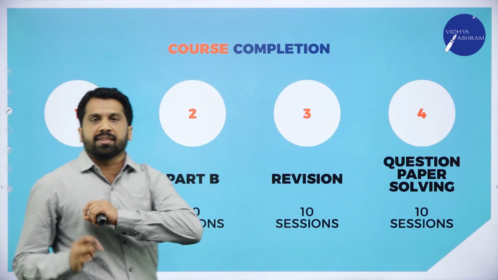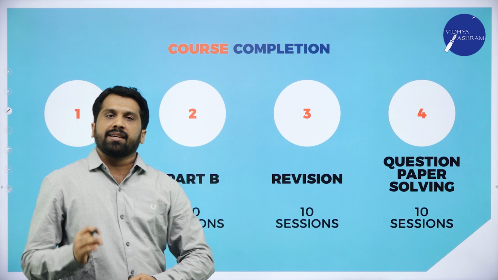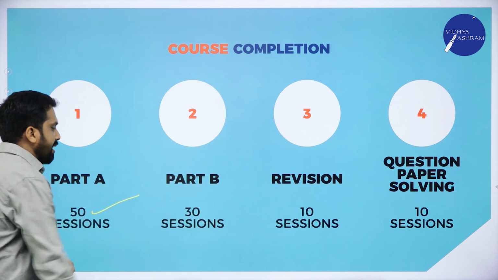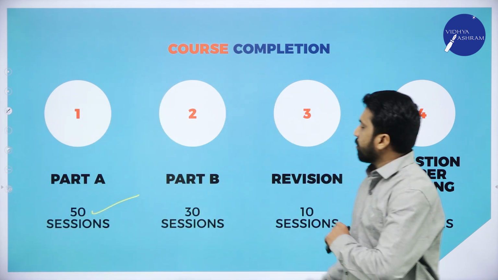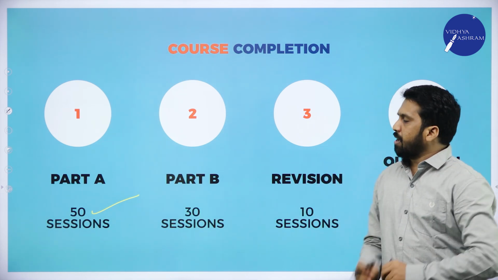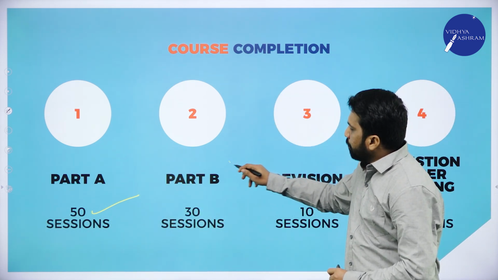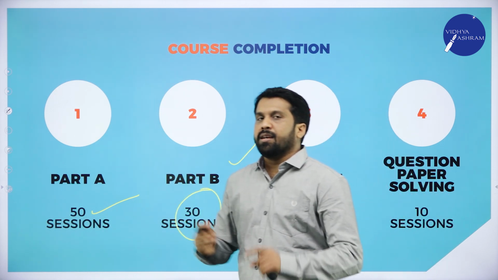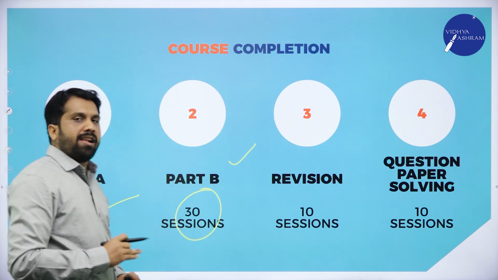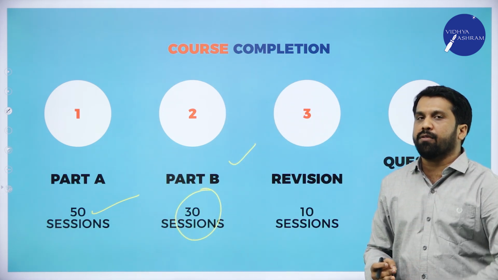Now, course completion. The schedule is planned for completion of the course. As I told you, you have part A and part B. Part A takes around 50 hours to complete because it is the major part for your examination. 70% of the portion is covered in part A. Part B requires 30 hours. So for completion of your accountancy, we need 80 hours. 80 hours is the complete course. For each topic, each chapter, we will solve a large number of problems.